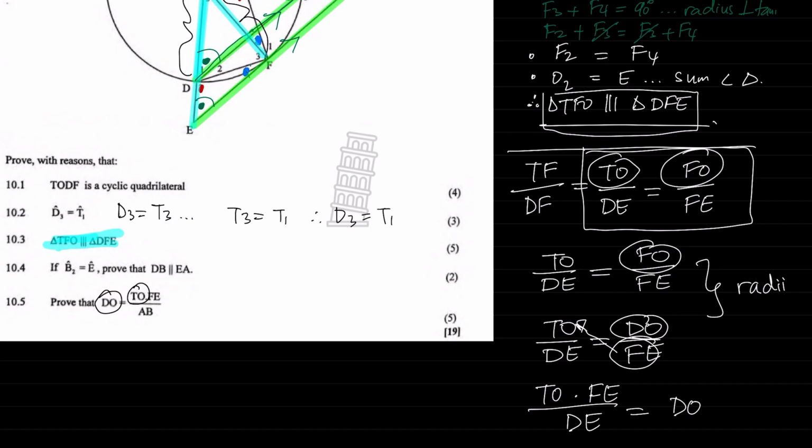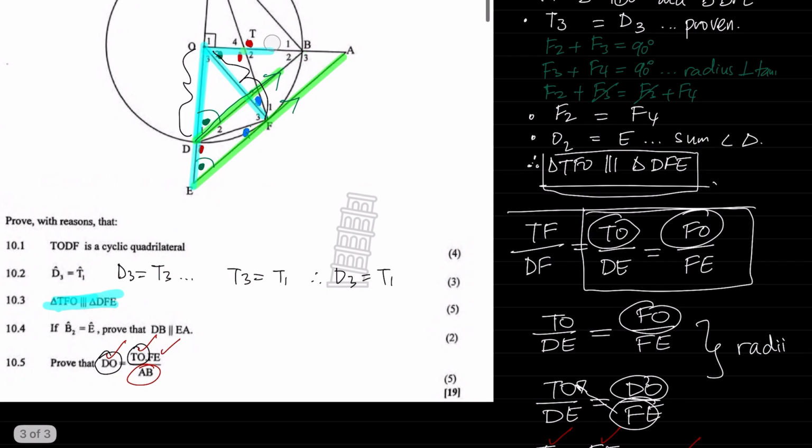So let's look at what we have. We have the DO here, we have the DO here. We have the TO times the FE, we have the TO times the FE. Now all we need is to replace DE with AB. And we can't just change it. We need to figure out why we can change it, or why they would be equal. So we want to know why this line here can be replaced with that line right there. Now, it may be easy to some of you, but let me show you why.